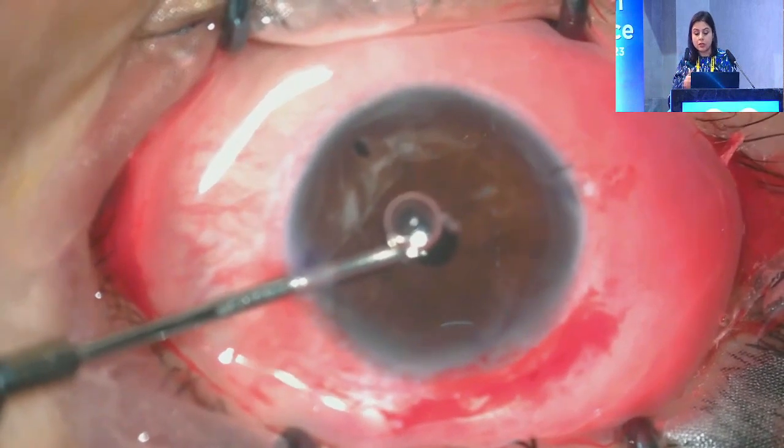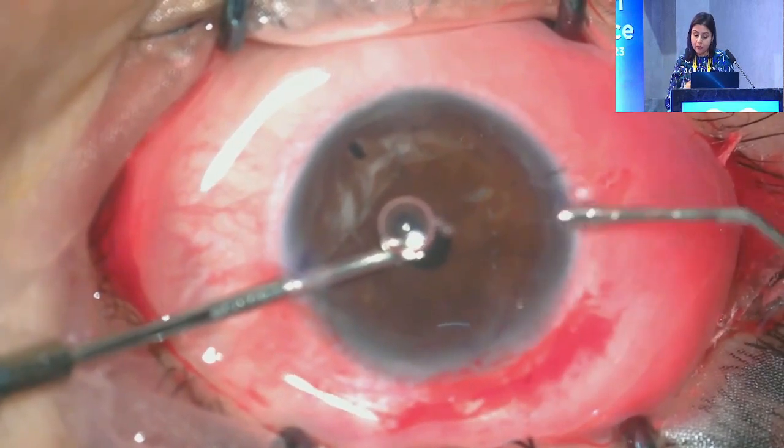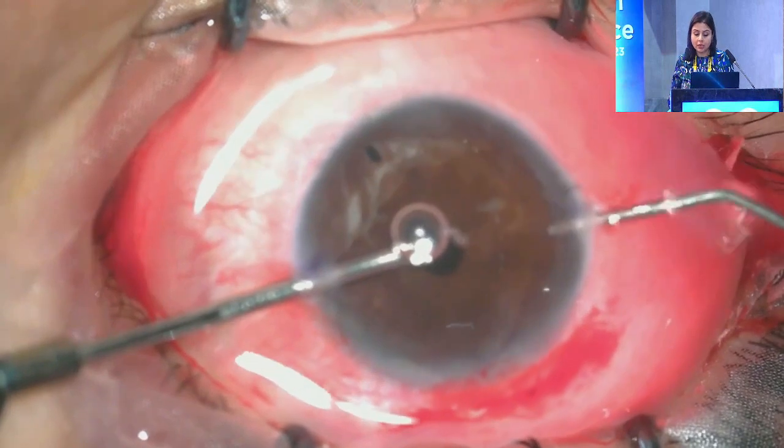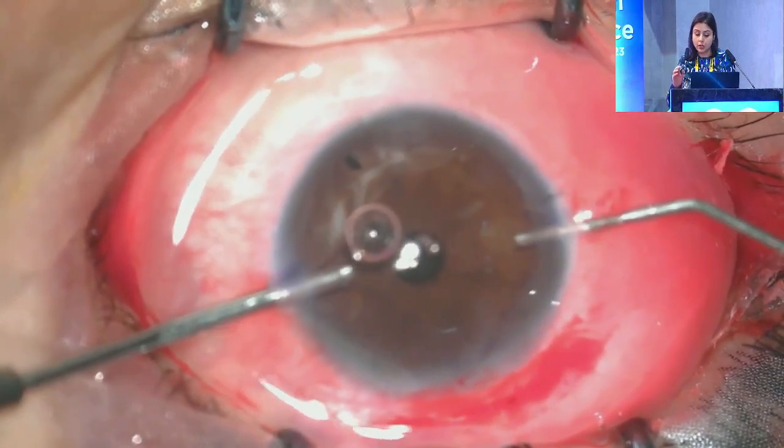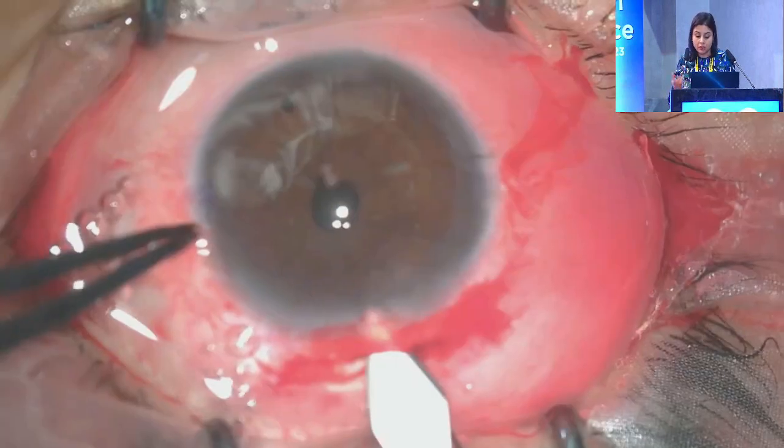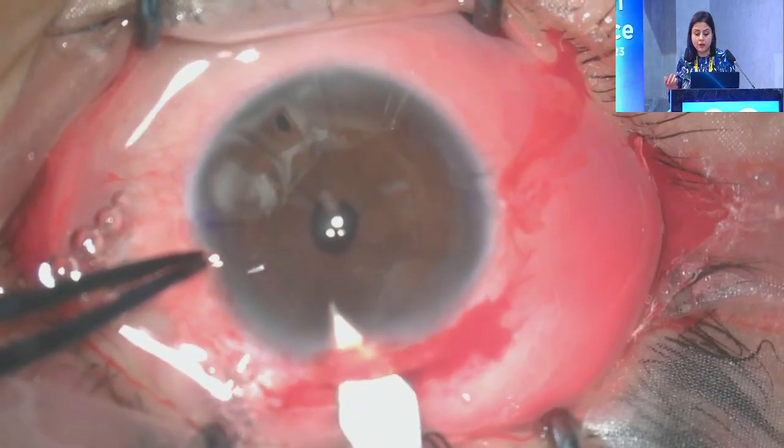And then when we come out, since we have done a vitrectomy, I am injecting a viscoelastic from the other side before I remove the infusion, so as to make sure that the anterior chamber is well formed, and we can see we have a round pupil now that we have done the vitrectomy.